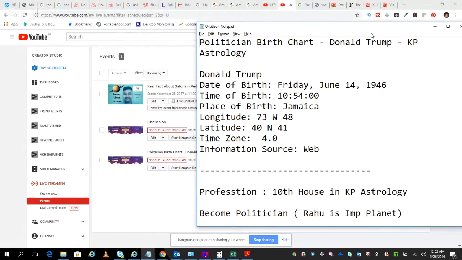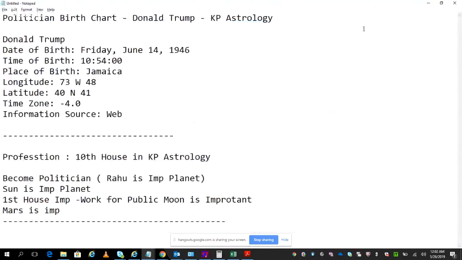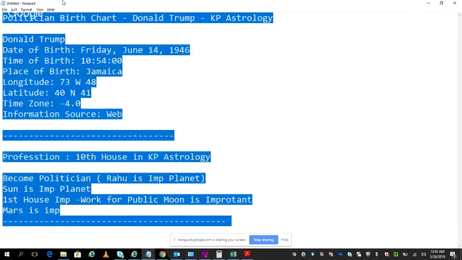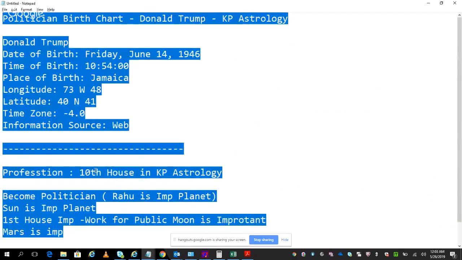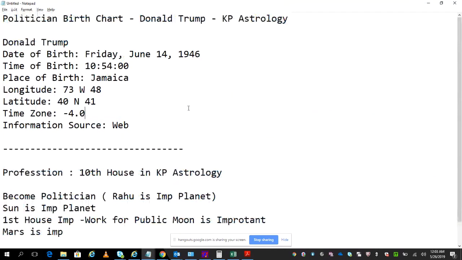I will make this a little bit bigger so that you can see it properly. Right now I'm increasing the font, making it 26. Okay. Today's topic is the politician Donald Trump, and we will do it in KP astrology.